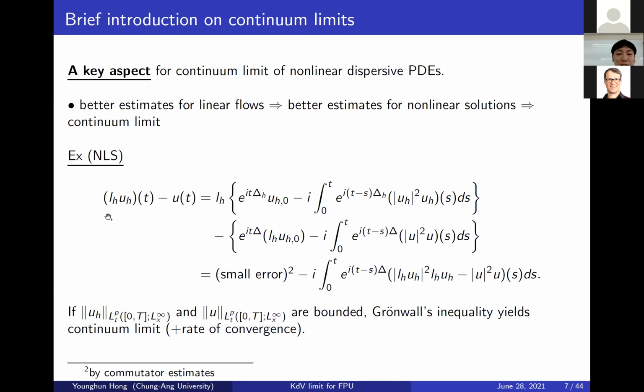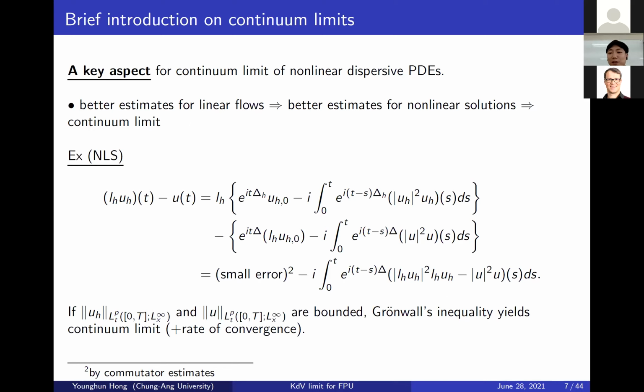And you can immediately see from this expression that, because of the nonlinearity here, if we have a good L infinity bound for the nonlinear solutions, then we can apply a standard Gronwall type argument to prove the continuum limit. Okay, so in that sense, proving good bounds for the nonlinear solutions would be useful, but this can essentially be done by getting good bounds for the linear flows. And then how can we get good linear bounds?